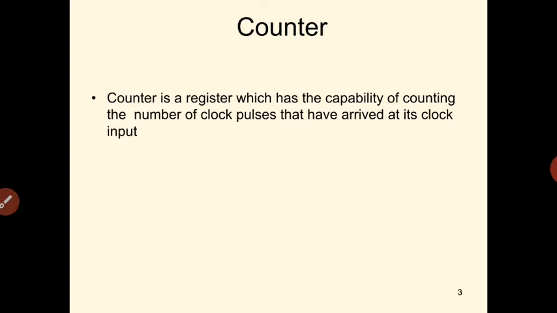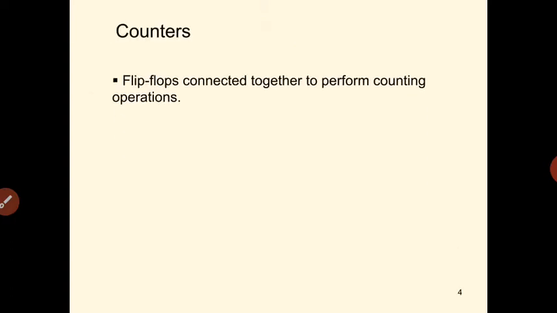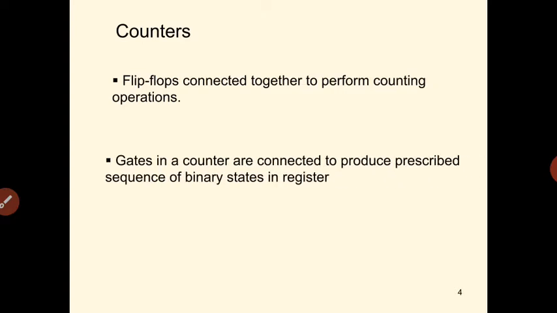As the name itself tells, counter means it is counting something, and it is counting the number of clock pulses applied at the input clock. Flip flops are connected together to perform the counting operation. Like I said, registers are also combinations of flip flops, and even counters are combinations of flip flops. The interconnection between the flip flops gives you the counting operation. And gates in a counter are connected to produce a prescribed sequence of binary states in the register.